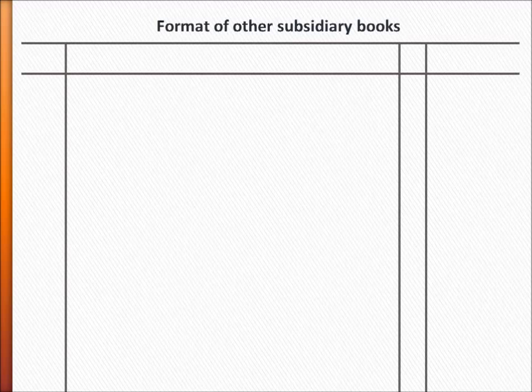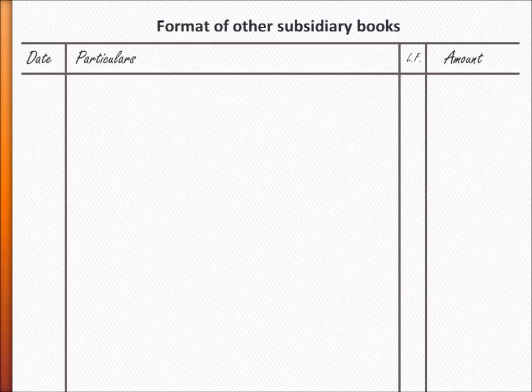Then what is the format of the other subsidiary books? For the purchases book, purchases returns book, sales returns book, BR book, BP book, we are going to make these subsidiary books in a very simple manner. So the columns will be date, particulars, LF, and amount. This is the simplest format for the purchases book, sales book, purchases returns book, sales returns book, etc. One exclusive chapter will be made for these subsidiary books, but at this time I am trying to give you an aerial view of all the chapters.